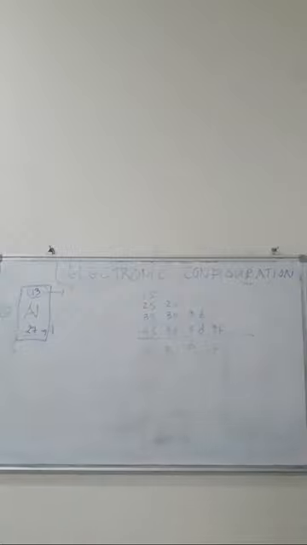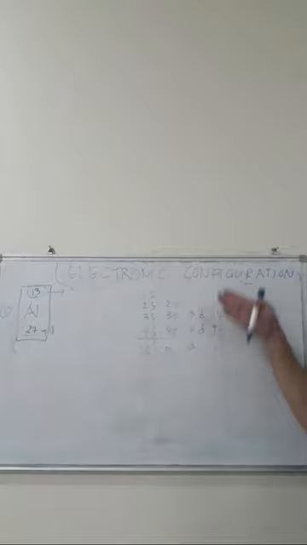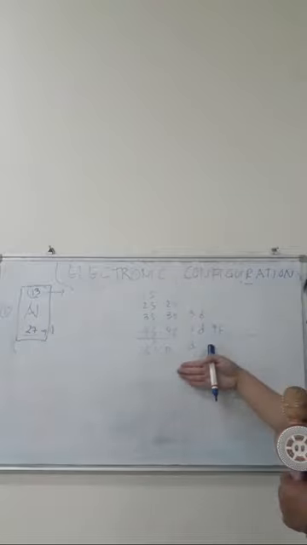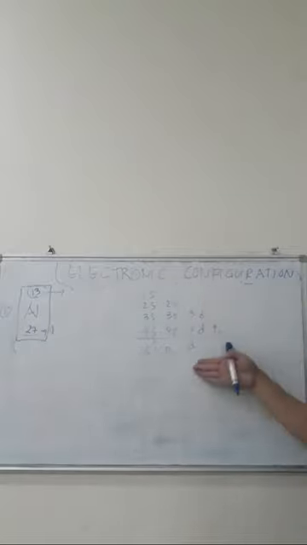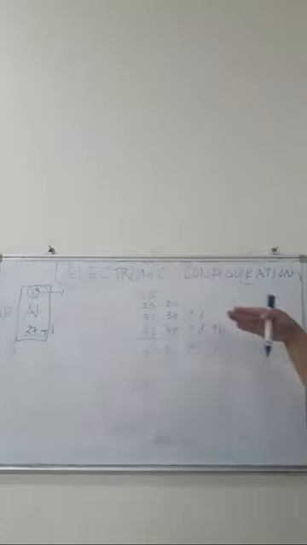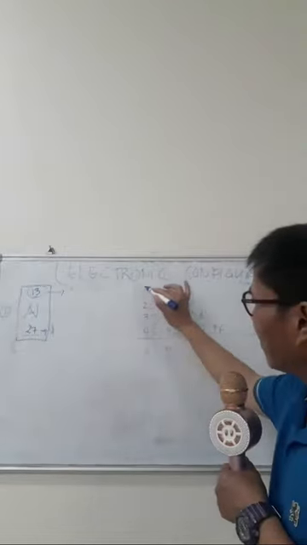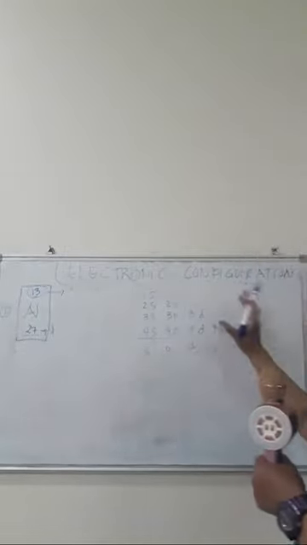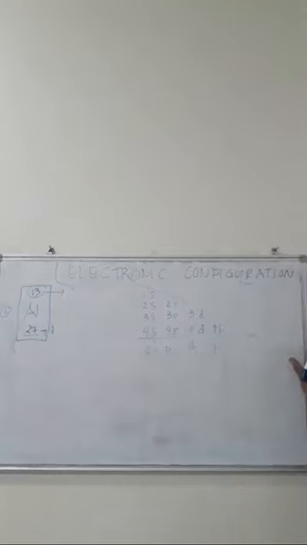So, first column, all S subshell. Second column will be all P. Third column will be D, and fourth column will be F. Now, starting from 1, 1, 2, 3, 4, 2, 3, 4, 3, 4, 4F, okay? Things like that, and it forms a triangle. This is your basis of electronic configuration.